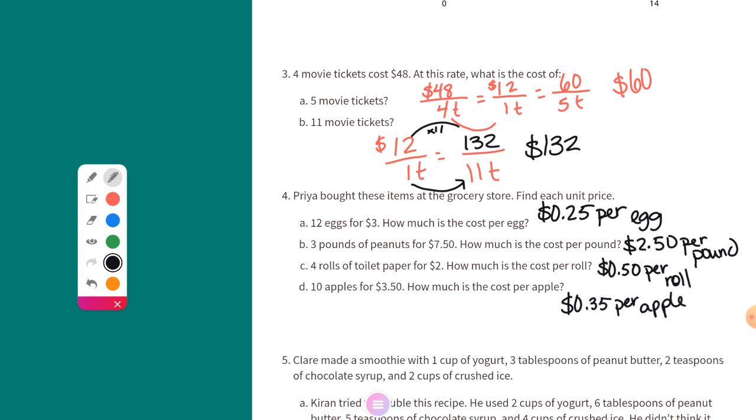And again, you should have some ratios to go with those answers. Yes. Questions on number 4? Nope. Okay, number 5.